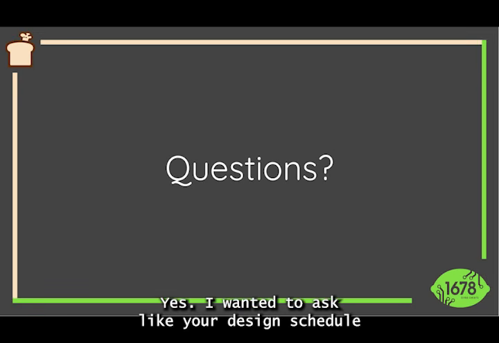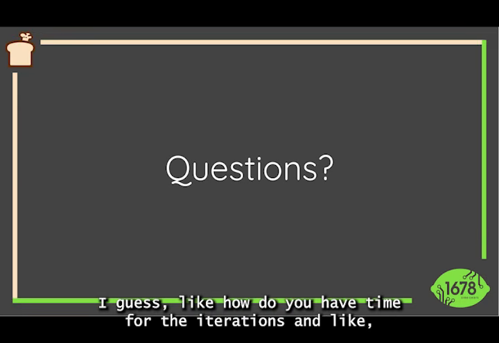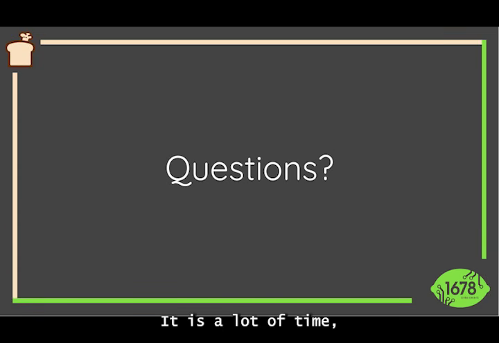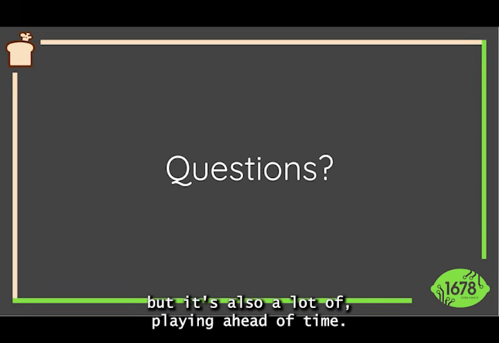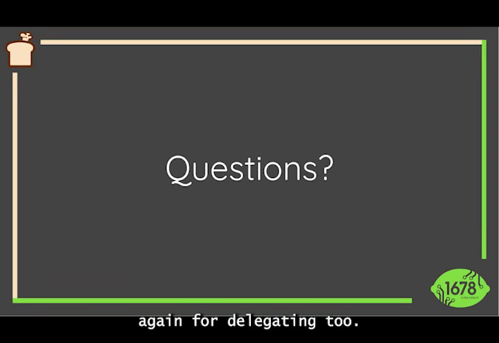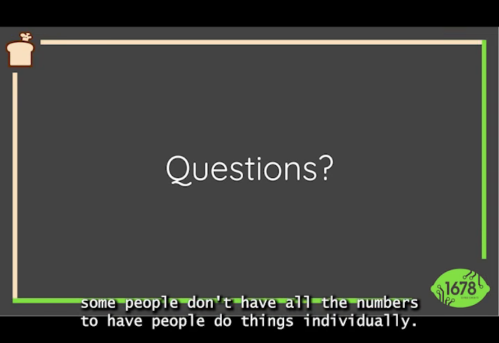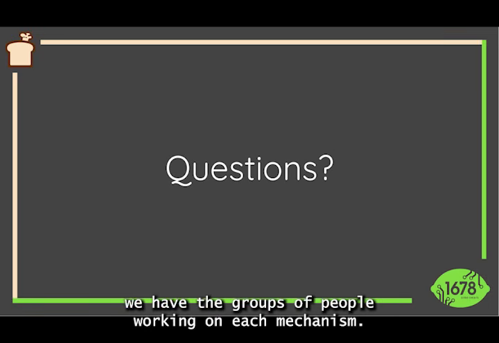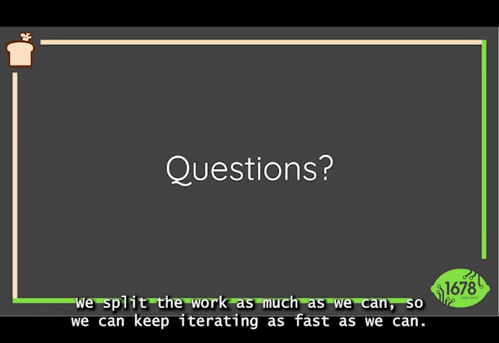Yes. I wanted to ask about your design schedule. How do you have time for iterations and three robots before the competition season? It is a lot of time, but it's also a lot of planning ahead of time. Once you know what you're going to do, it's a lot of delegating too. Some people don't have the numbers to have people do things individually, but for example, we have groups of people working on each mechanism. We split the work as much as we can, so we can keep iterating as fast as we can.